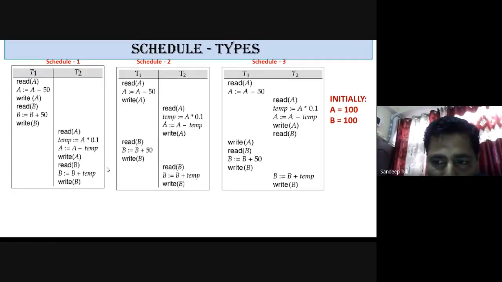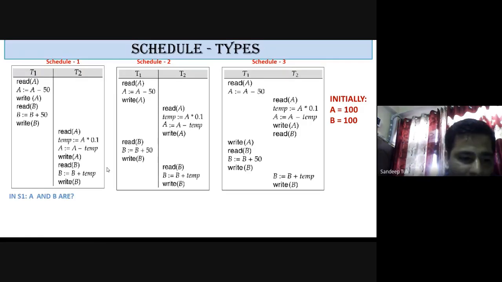Initially assume that A and B are 100. I have written it there also. Is it visible to you? Yes, sir. Initially the values of A and B are 100. So we are assuming that account A holds 100 rupees initially, and account B holds 100 rupees initially.